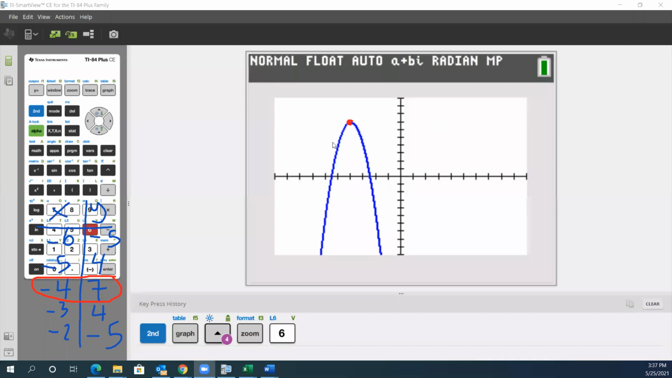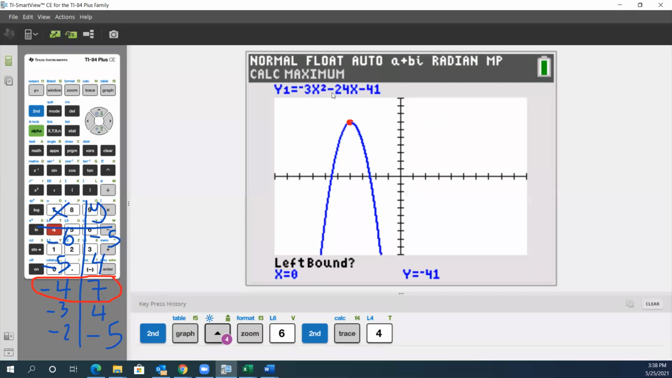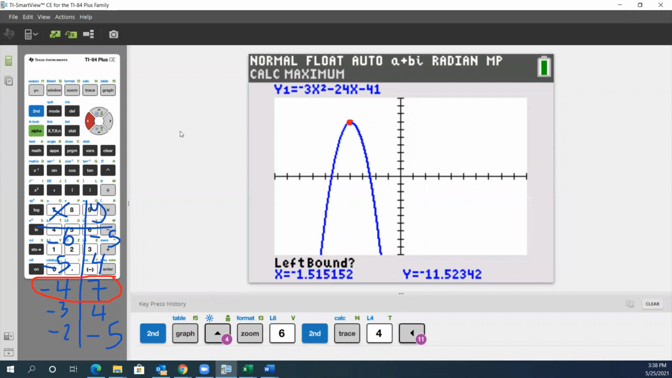Now, one thing you could do to double check that you've done that little formula, negative b over 2a, to get the x coordinate of the vertex, is go to the calculator and go second trace and use either minimum or maximum. Well, our vertex is at the top of the parabola. It is a maximum point. So I'll pick option 4. And notice it says maximum. And then using the left and right arrows, I'm going to answer the questions.